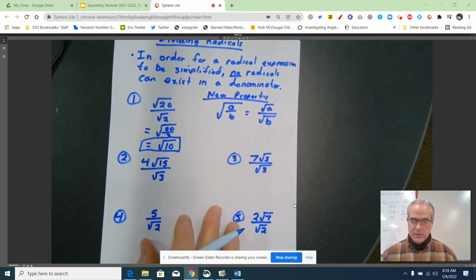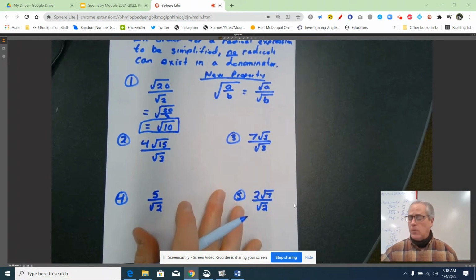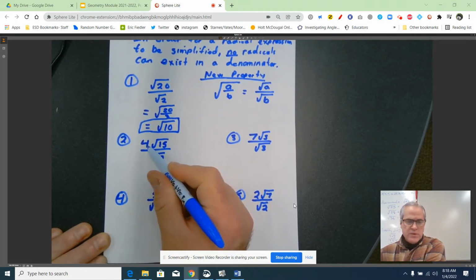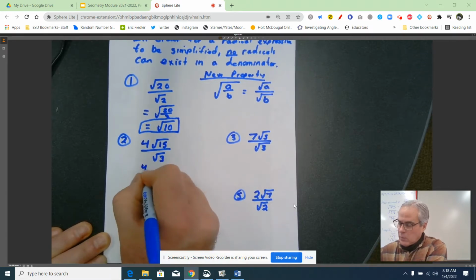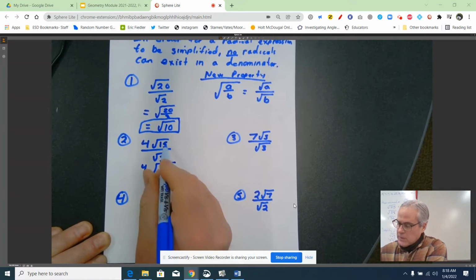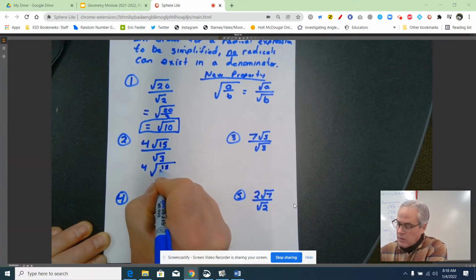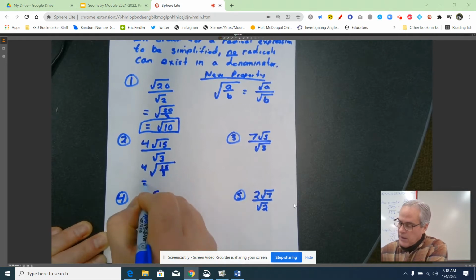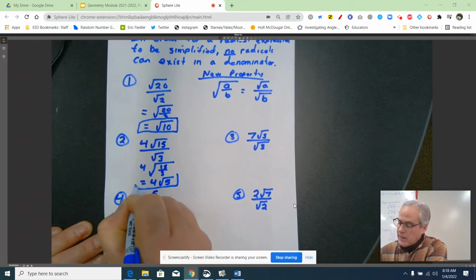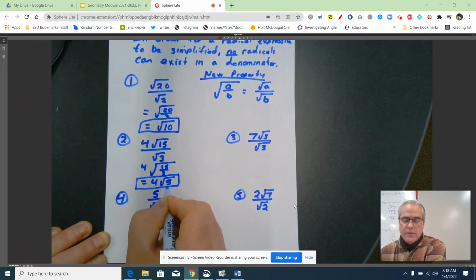So let's take a look at number 2, and you'll see some changes here as we go. Okay, square root up here, square root down here. Students will always say, what do I do with the 4? Just write it out in front. Don't worry about it. Write a giant square root sign because I'm putting them back together underneath one square root sign. 15 over 3. 15 divided by 3 is 5. 4 square root 5 is my answer. There are no more perfect squares other than one that go into 5.